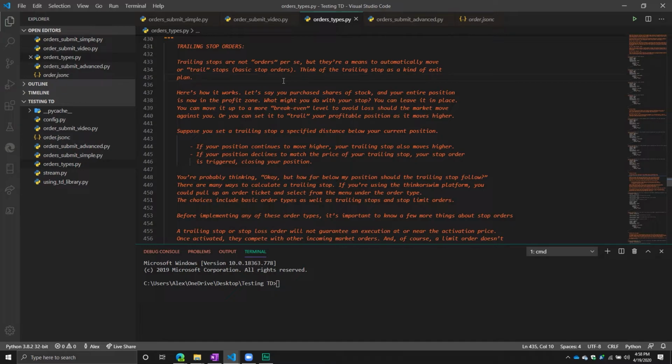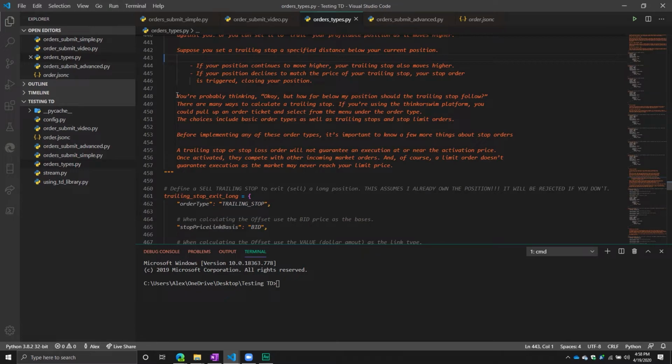So suppose you set a trailing stop at a specified distance below your current position. If your position continues to move higher, your trailing stop also moves higher. If your position declines to match the price of your trailing stop, your stop order is triggered, closing your position. In this situation, again, if it's moving up, your stop moves up. If it moves down and it hits that threshold, then it activates and it becomes a stop order.